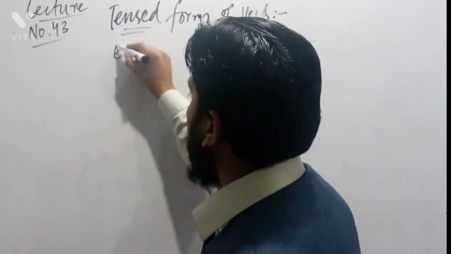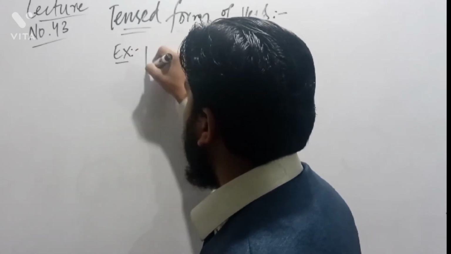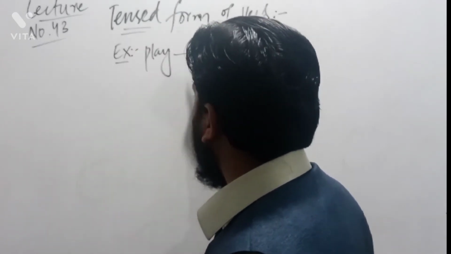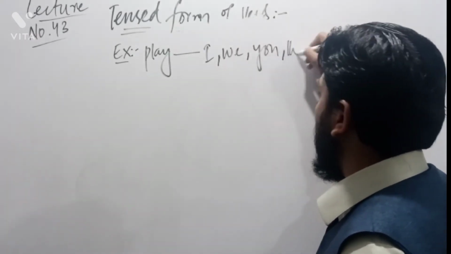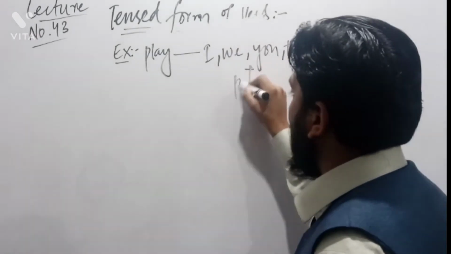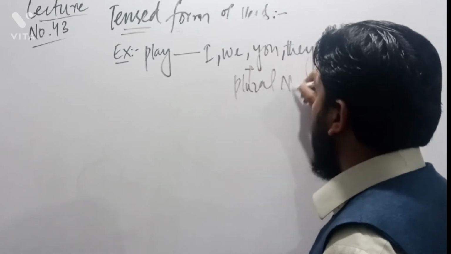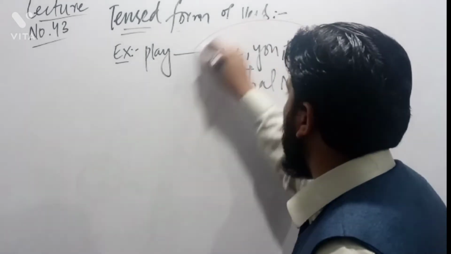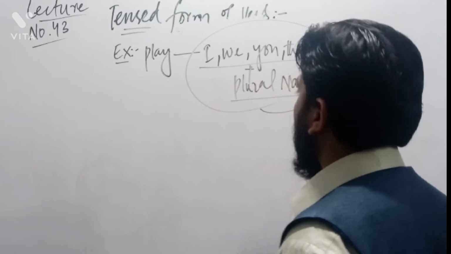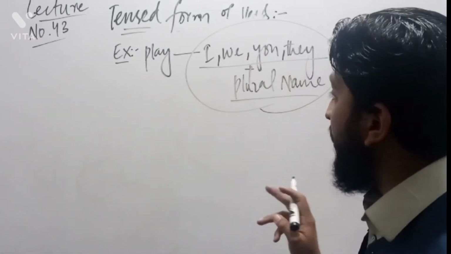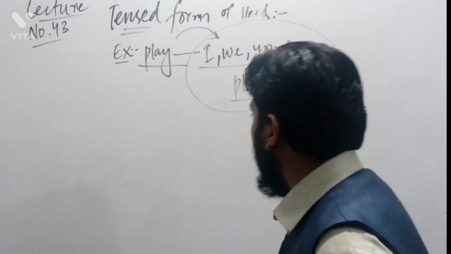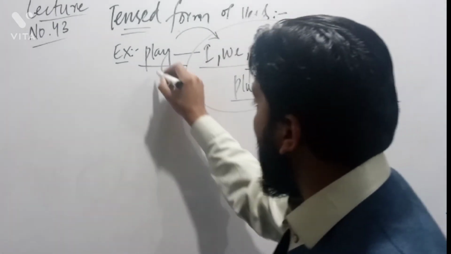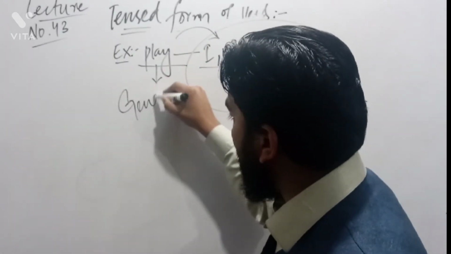For example, I say play. Play is a word which is used with I, with we, with you, with they. It means plus with a plural name. This means that play is used with these pronouns and this noun. In this case, we understand that play is used with plural pronoun and with plural name. This is called general present tense.